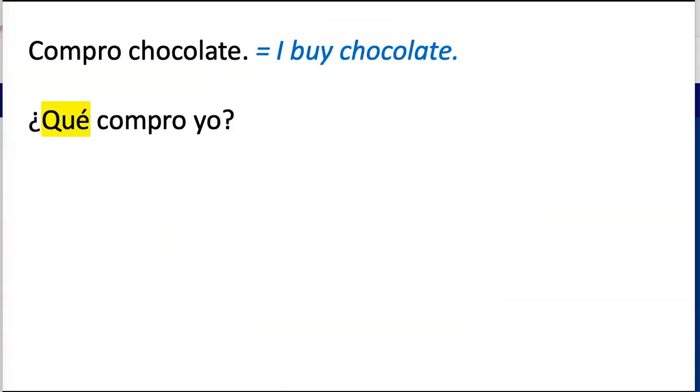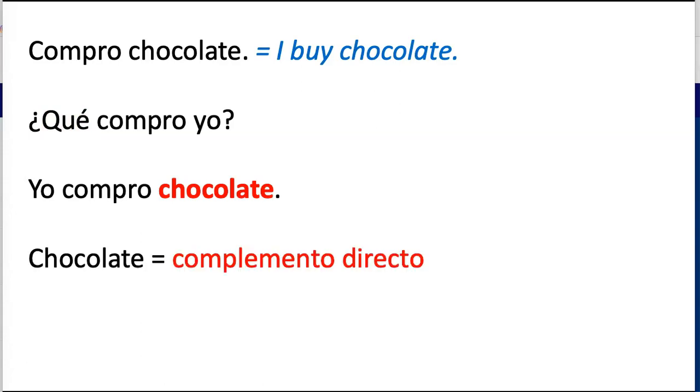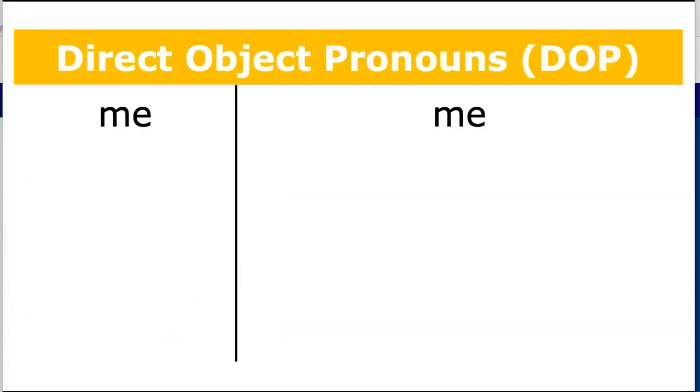Compro chocolate. What does that mean? I buy chocolate. ¿Qué compro yo? What do I buy? Yo compro chocolate. Chocolate es el complemento directo. Lo compro translates to I buy it. So we've changed chocolate, the direct object noun, to lo to say I buy it.